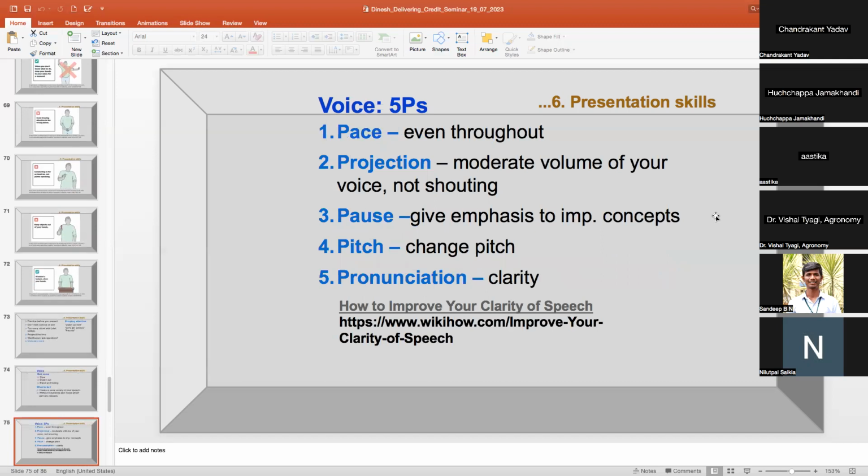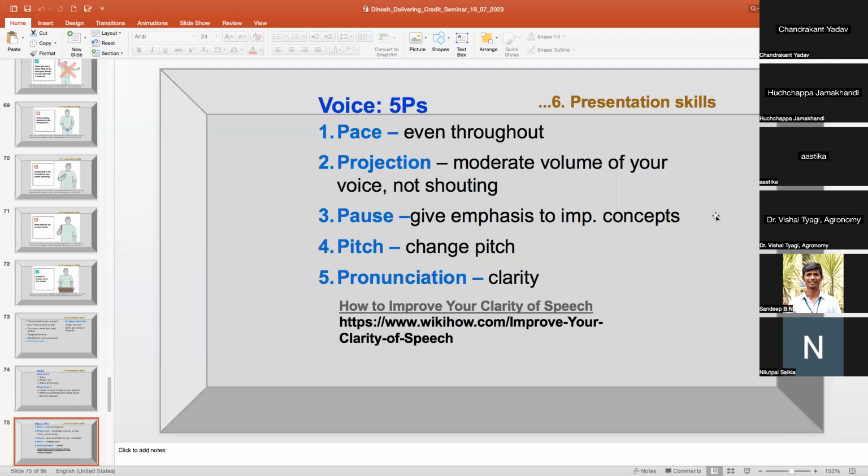So in voice, you have 5 main parts, 5 P's. One is pace. Pace should be even. It is not that when you start, you are very fast. When you are in the middle of your seminar, you just slow down, thinking, "Okay, I have many slides." Or, "Oh, there are few slides, I should be slow." In the end, you hurry up and then you speak very fast, at a faster pace. So pace has to be uniform from beginning to the last.